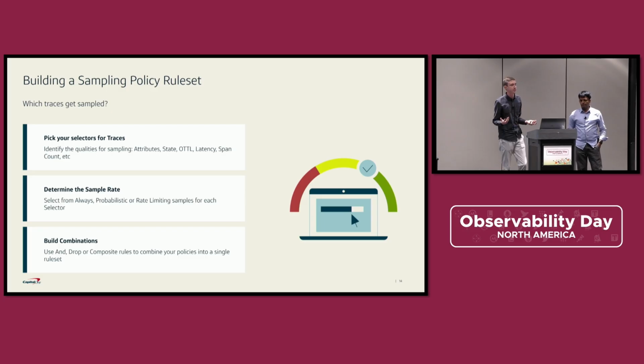A good example of this is using an attribute or OTel statement to pull HTTP response values out of your spans. Once you have a group of traces that you want to sample in a particular way, you need to decide how many of those you want to capture. And this is where some of the tools like always sample, probabilistic, or rate limiting come into play.